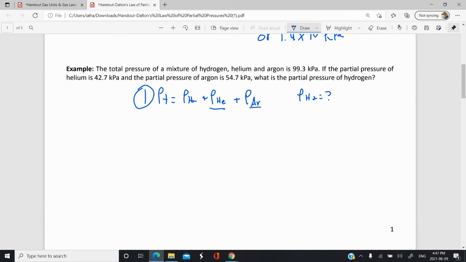We also need the total pressure, which is also given to us: 99.3 kPa. So we can rearrange this. The partial pressure of hydrogen is equal to the total pressure minus the pressure of helium minus the pressure of argon. You're basically taking away the partial pressures of helium and argon from the total pressure to get the remaining partial pressure of hydrogen.